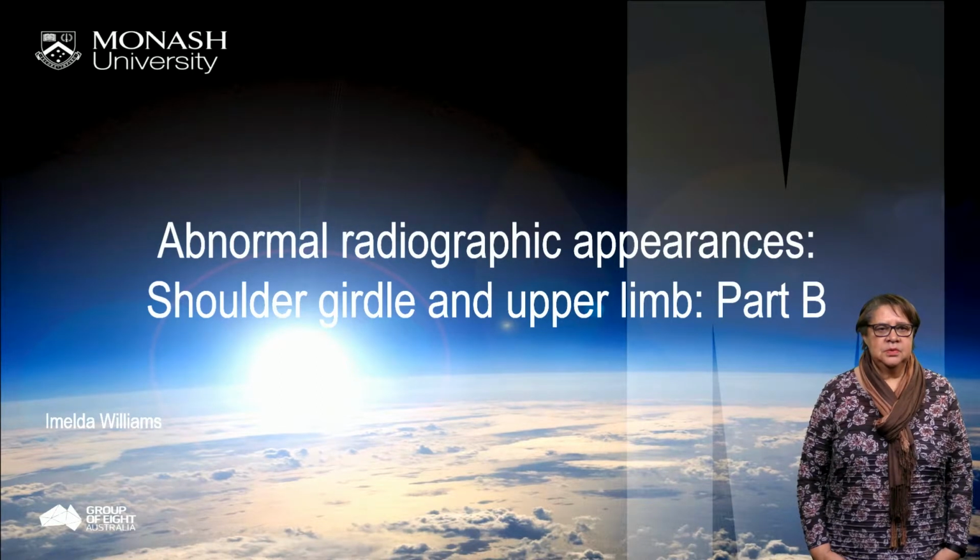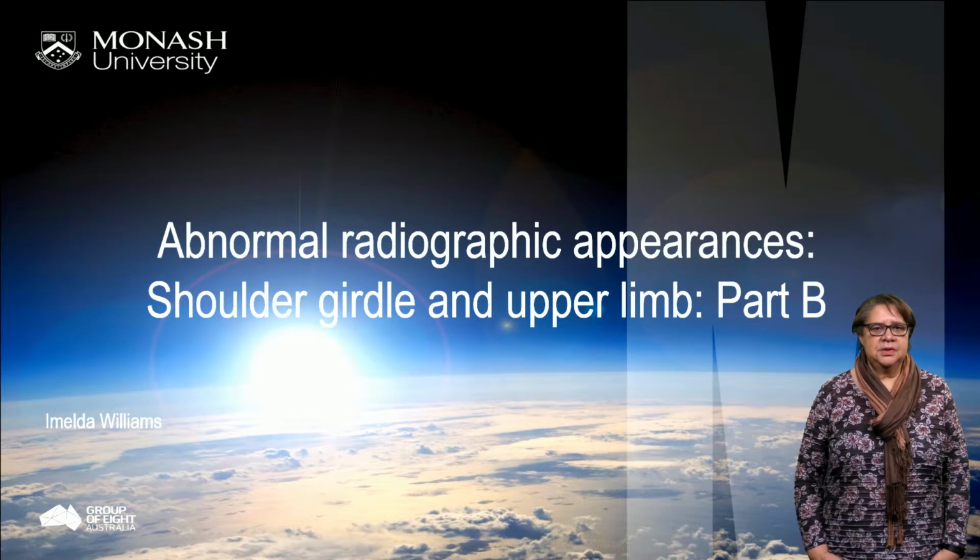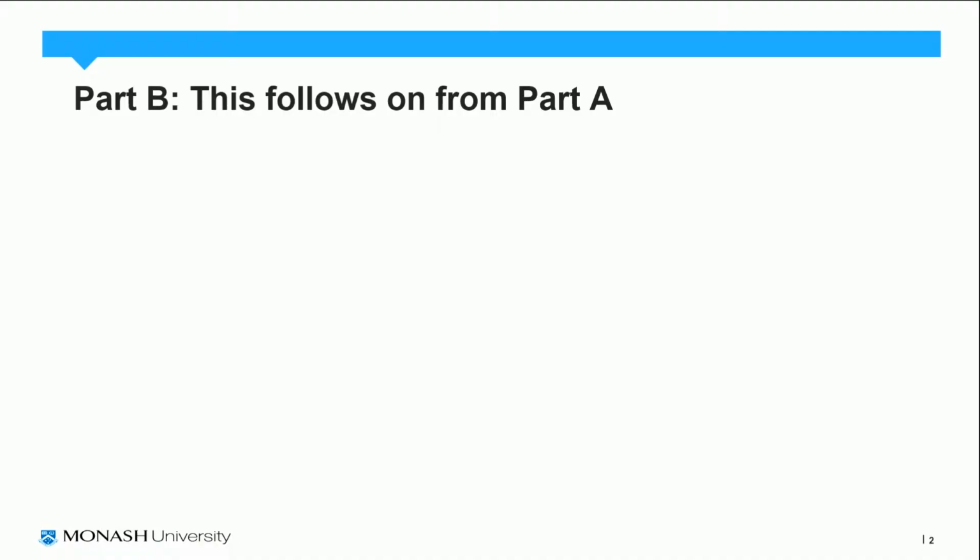This presentation will focus on abnormal radiographic appearances that will include the shoulder girdle and the upper limb, and this is part B, which follows on from part A. So please ensure that you first work through part A before you view this part B section. Part A will also have the learning outcomes as well as all the resources that you will need for the shoulder and upper limbs.